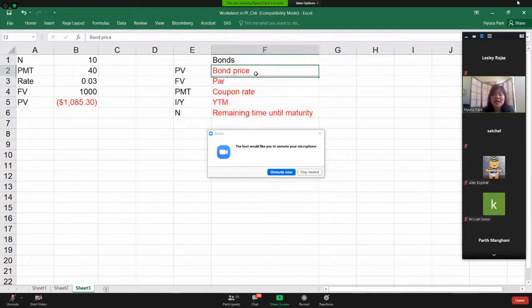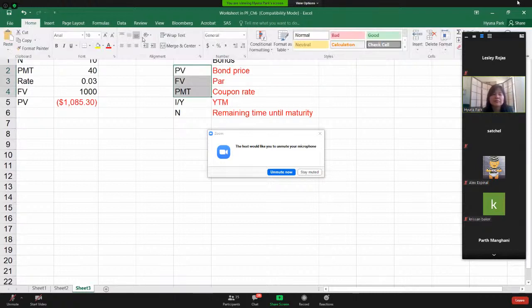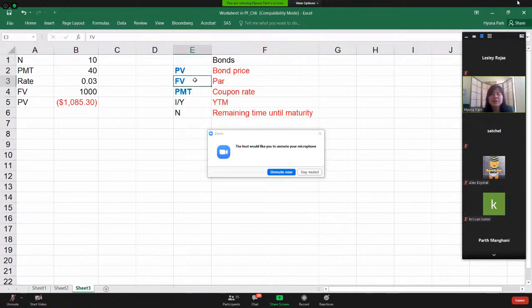So in those 5, there are 3 items that are money. Bond price is money, par value is money, and payment is money. So those 3 are money. So present value, future value, payment: 2 have the same sign, and the third one has the opposite sign. So which one should have the opposite sign?